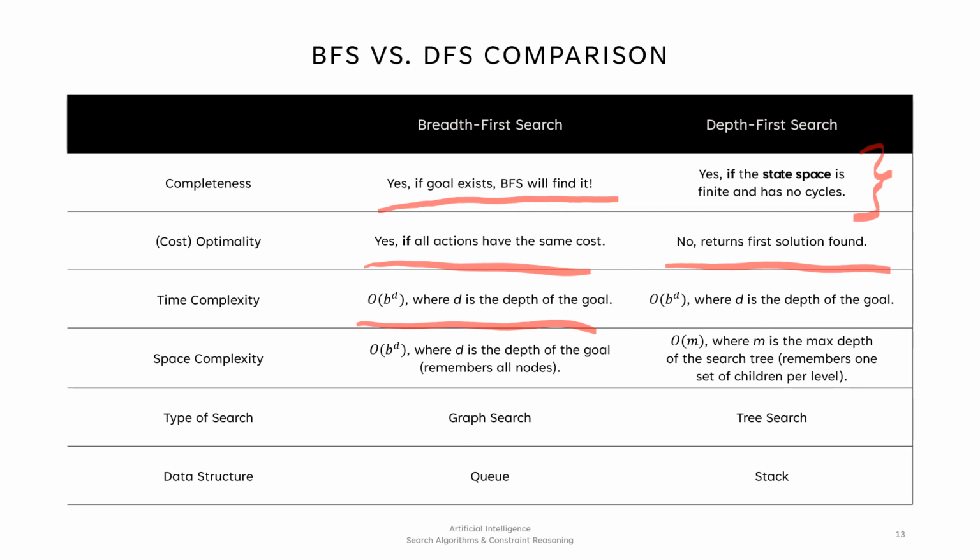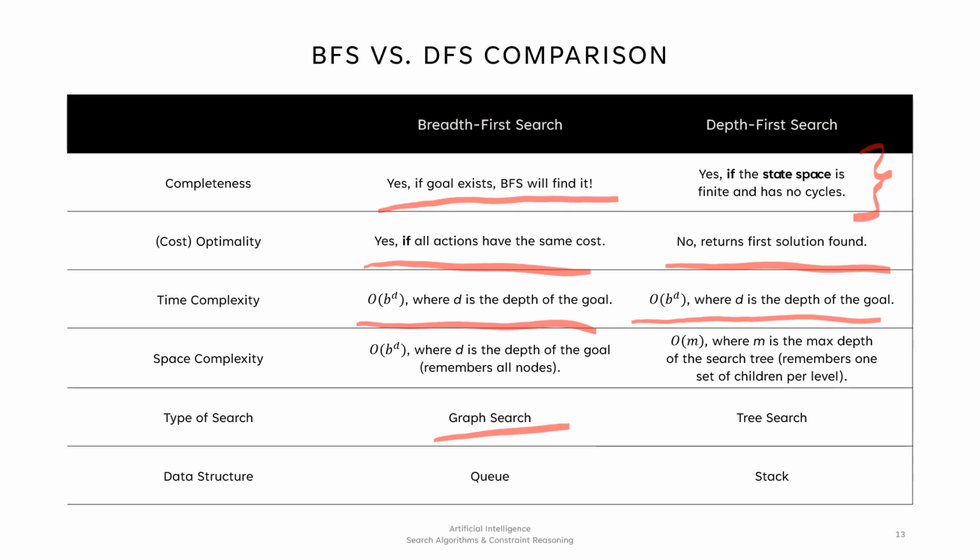So space complexity: because breadth first search is a graph search, it's going to be remembering all the nodes that it goes to. Because it can go to O of b to the power of d nodes, it's going to store O of b to the power of d nodes in the worst case complexity. And remember that b is the branching factor and d is the depth of the goal.